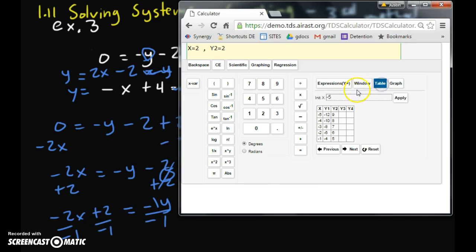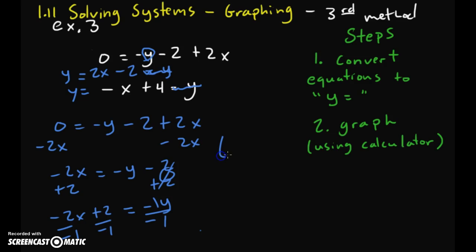Let's just verify in the table. When x is 2, are both of the y values 2? When x is 2, both y values are 2. That is our solution. So we can say that x is 2, y is 2 is the solution to this system. If you have any questions, please email me or message me in Schoology or consult up here. Good luck on the homework.